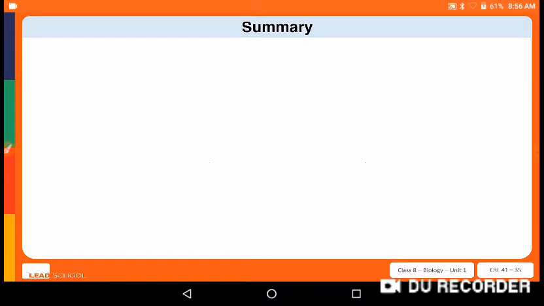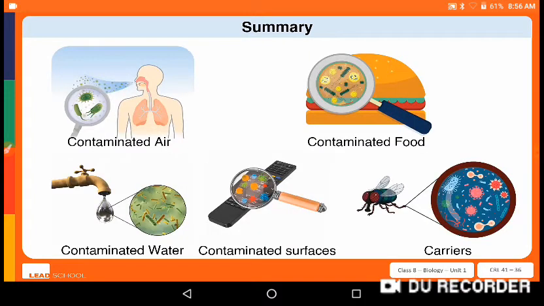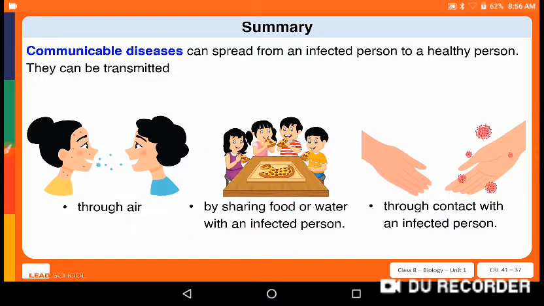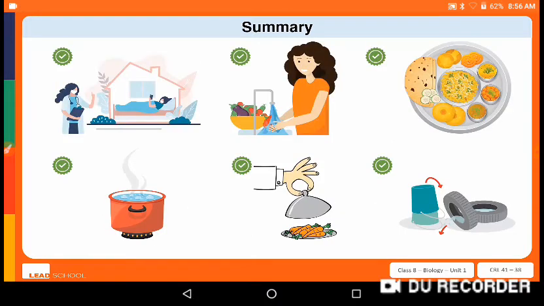Let's summarize what we have learned today. Diseases are caused by harmful microorganisms known as pathogens that spread through air, food, water, physical contact, or through carriers. Communicable diseases can spread from an infected person to a healthy person. They can be transmitted through air, by sharing food or water with an infected person, or through contact with an infected person. Diseases can be prevented by adopting suitable measures to avoid their spread.